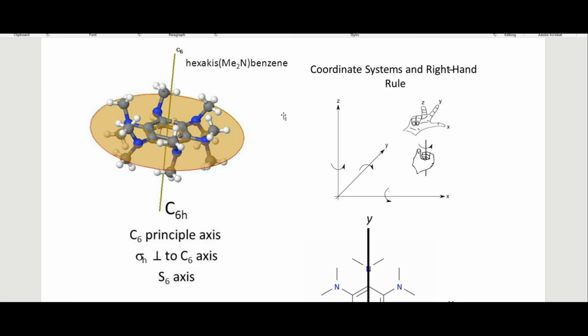Like I said, C6H is not a very common one for molecules, and so it took a little bit of looking for me to find one that satisfies this. But we can see we have these nitrogens in blue, and then we have these methyls coming off of it, which can be tilted so that it's more like a fan blade, which makes it so we don't have those C2 perpendicular axes or any vertical mirror planes. And so this molecule satisfies that.